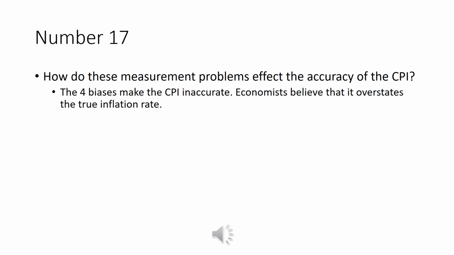So a lot of consumers shop at places like Sam's Club or Costco or even go online. But the CPI doesn't include these sort of discount outlets when they calculate the CPI. They only send them out to more traditional sellers. And most economists believe that these biases cause the CPI to overstate the true inflation rate. So that means the number of the CPI ends up being higher than the actual inflation rate that consumers are experiencing.